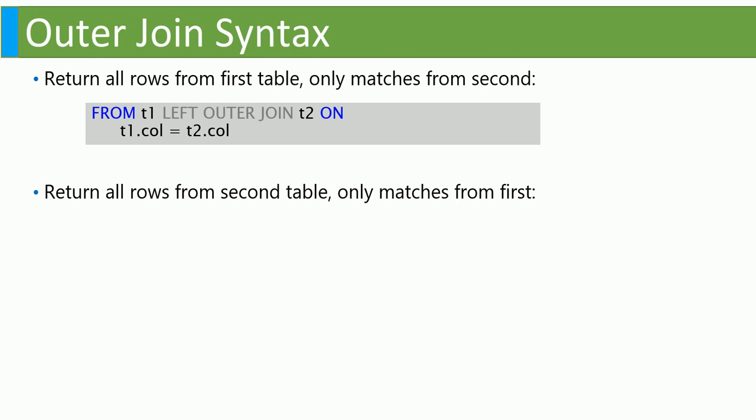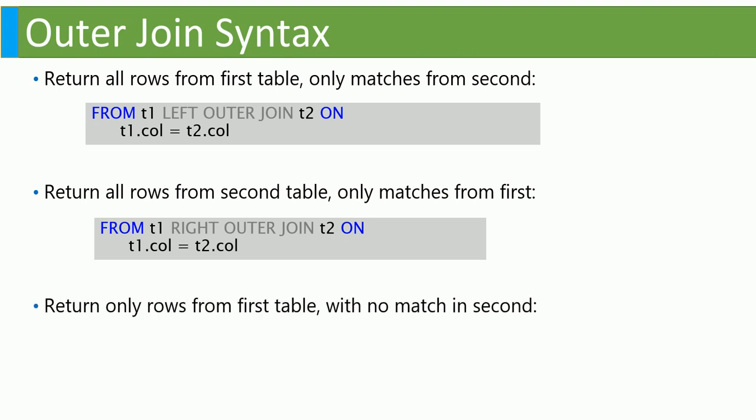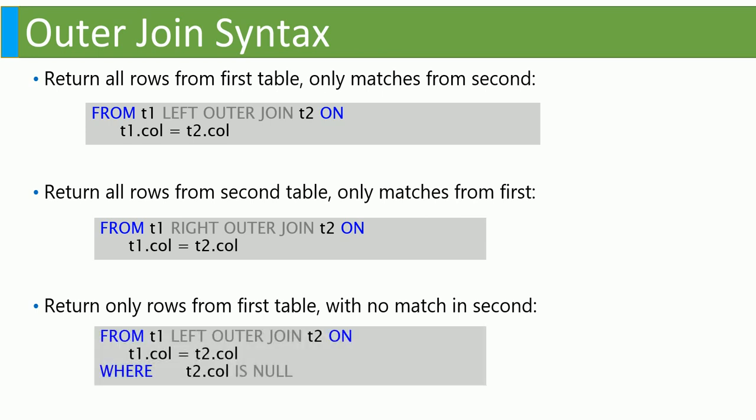To return all rows from the second table and only matches from the first, you write t1 RIGHT OUTER JOIN t2 ON t1.col equal to t2.col, the common column. Now, to return only rows from the first table with no match in the second table, you write FROM t1 LEFT OUTER JOIN t2 ON t1.col equal to t2.col, and put the WHERE condition t2.col IS NULL.